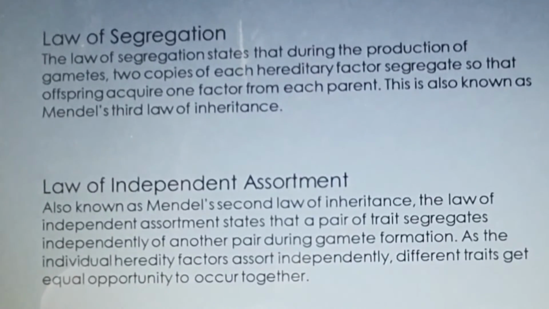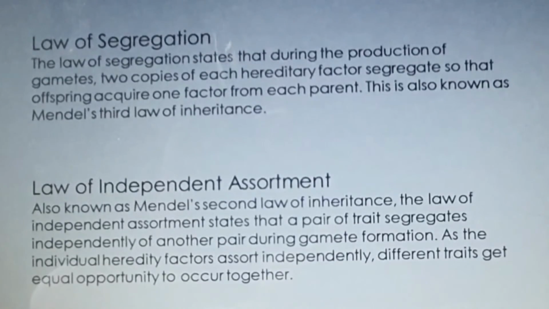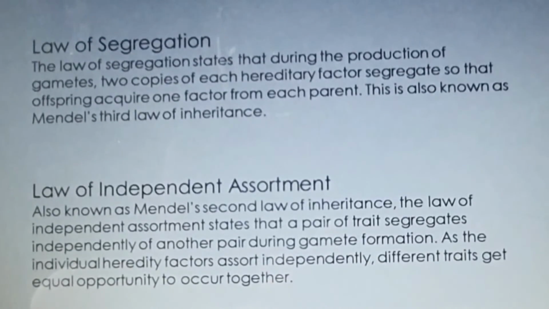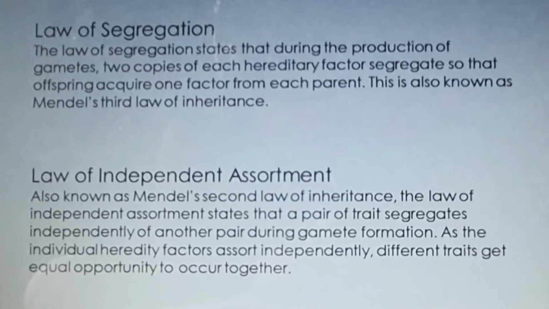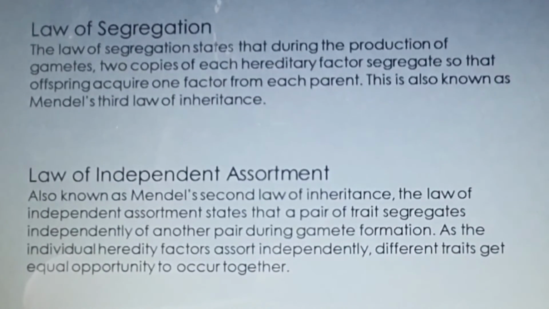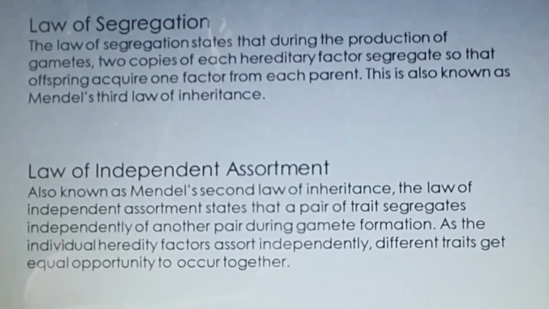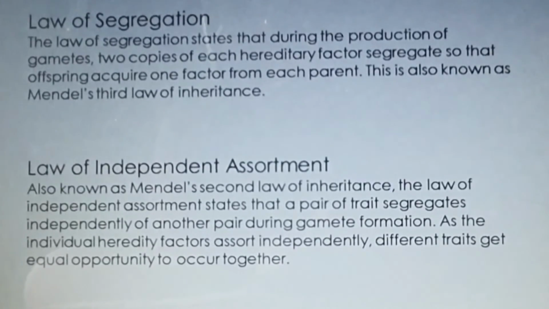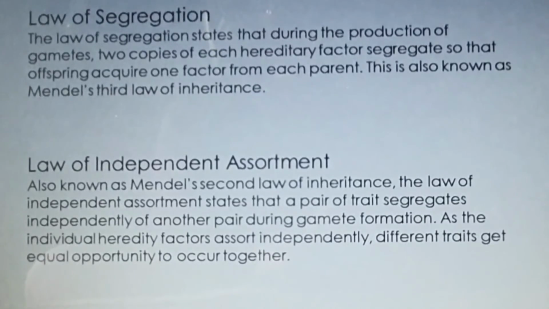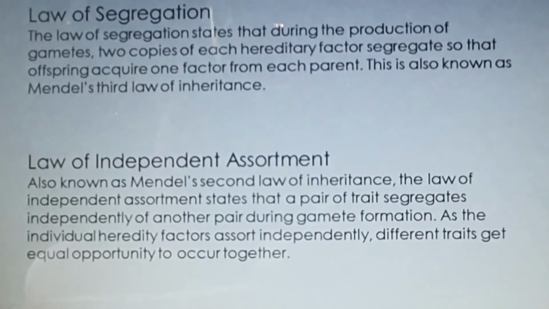So this law states that a pair of traits segregates independent of the other pair during gamete formation. Means if there are two characters, it will not depend on each other for their segregation or separation process. Okay, this law is all about that. Both the characters will separate or segregate independent of each other. As the individual hereditary factors assort independently, different traits get equal opportunity to express themselves together. Okay, this is all about the law of independent assortment.